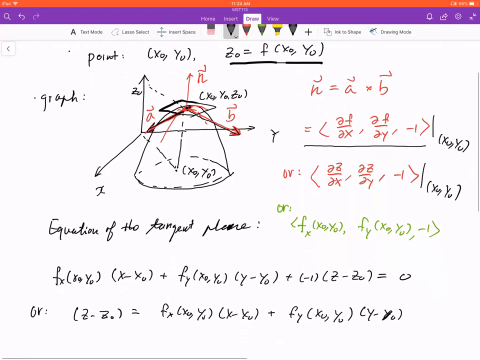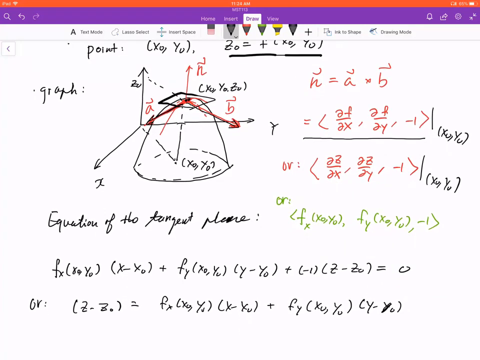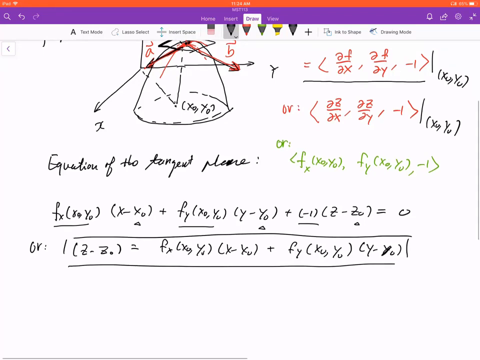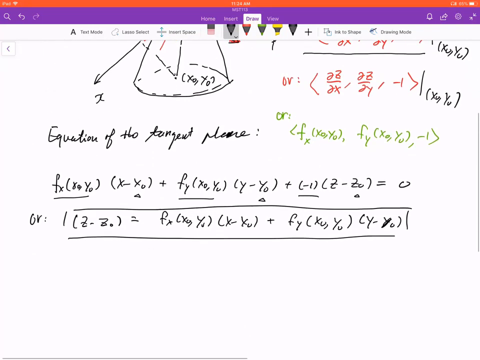Because your normal vector is now known, you put it into the plane equation. You can see these are the components of the normal vector, and these are the point, x naught, y naught, and z naught. If you don't like the negative one on this side, you can add this term to the right-hand side, and then we have z minus z naught is equal to this. This formula appears in our textbook. All right.